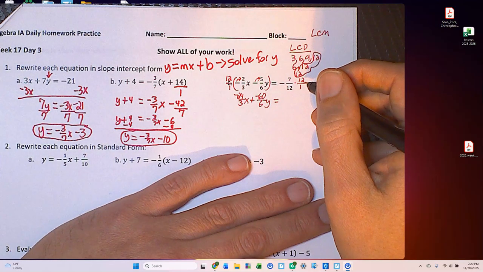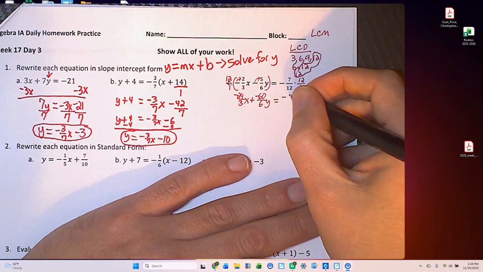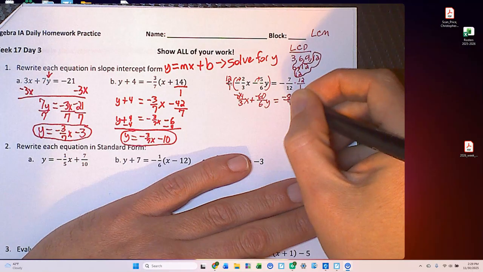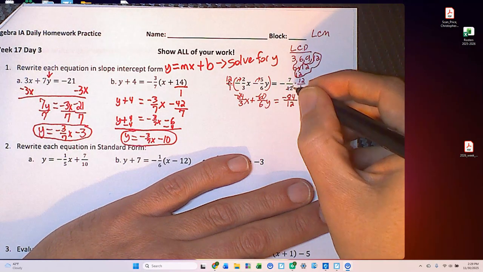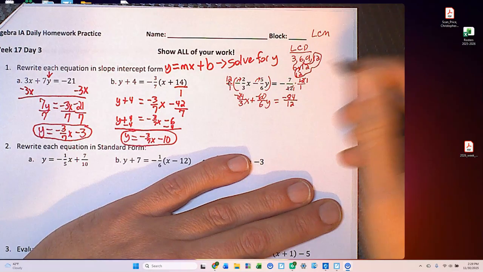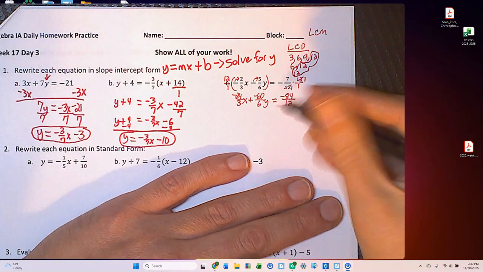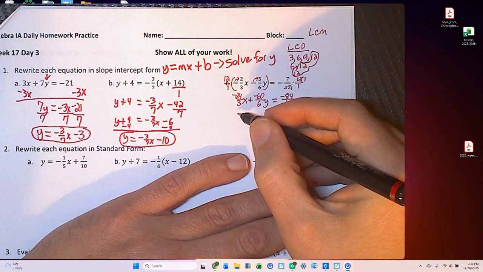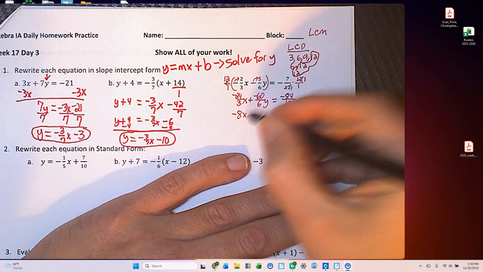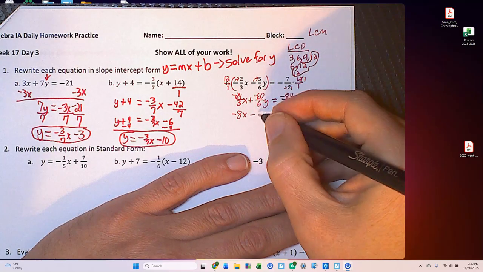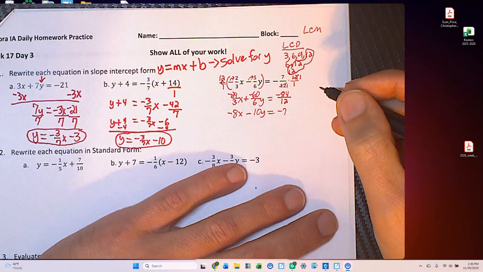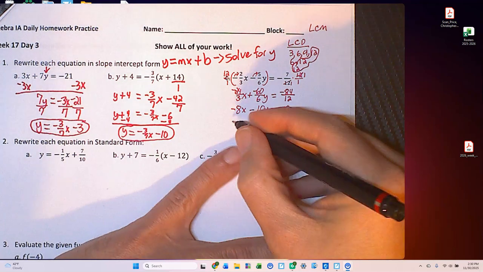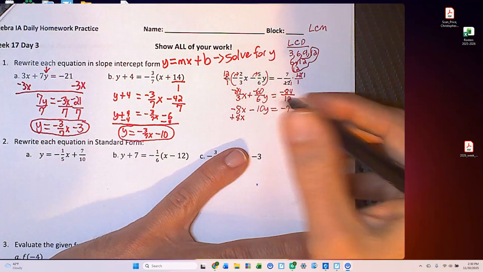Now over here, I mean, what you could do is 12 divided by 12 is 1. 1 times negative 7 is negative 7. And see, negative 84 divided by 12 is negative 7. But how likely are you to do that? Probably pretty likely. Maybe. Okay, add 8x.